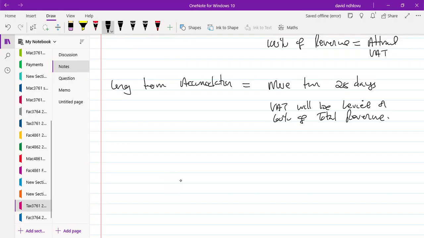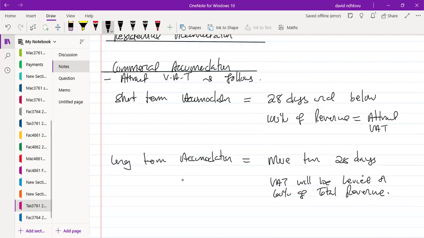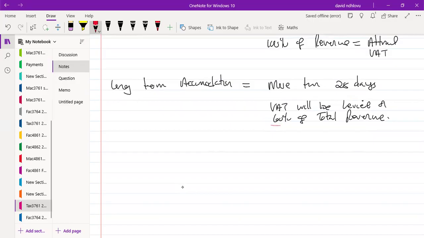Obviously when you're doing questions, they always give you this information: maybe you are running a PMP, your customer stayed on average for 25 days, and then they give you total revenue and you are expected to calculate the VAT implication. So remember, if the customer stays for more than 28 days, only 60% of the total revenue will attract VAT. Are we clear, good people?